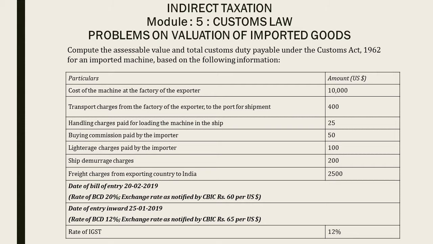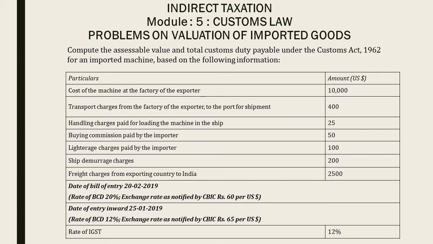So they have given date of bill of entry is 22/2019, that is rate of basic customs duty is 20%, exchange rate as notified by CBIC is rupees 60 per US dollar. Date of entry inward 25/1/2019, that is rate of BCD 12% and exchange rate as notified by CBIC rupees 65 per US dollar. Okay, and rate of IGST given as 12%. So in this problem what they asked you to find out is compute the assessable value and total customs duty payable.